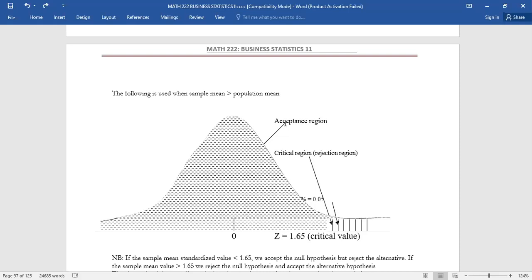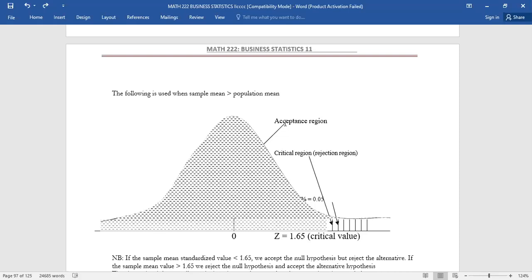Now, the third scenario will be rejection of a true hypothesis. So you can imagine, if you reject the true hypothesis, it will be an incorrect decision. This is what we call the type 1 error. So type 1 error is when we reject a true hypothesis.